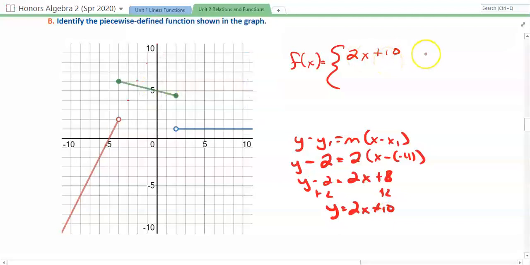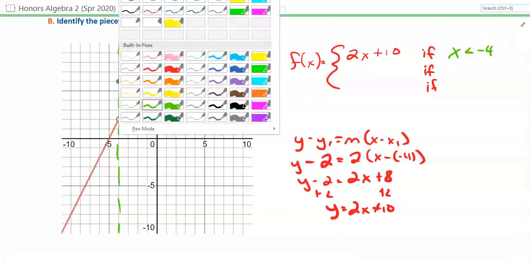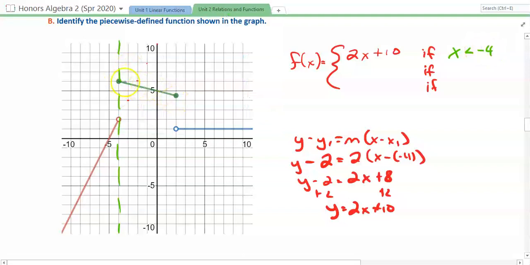Now we have to talk about where this is at. We're going to have 3 ifs because there are 3 pieces. This first piece, draw our nice little green here down where this is at, is x less than negative 4. The middle piece, the piece in green, we see we've got it from here to here, going from the negative 4 to positive 2. So negative 4 less than or equal to, because it's a dot, x less than or equal to, because it's a dot on this end, 2.